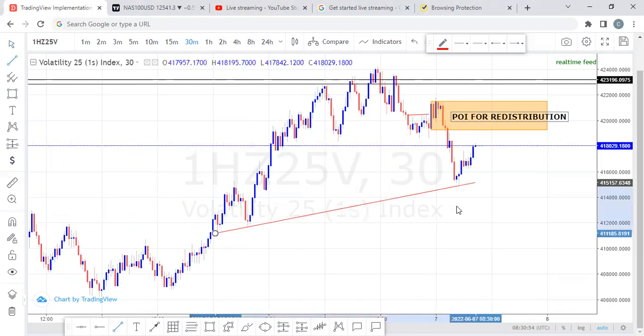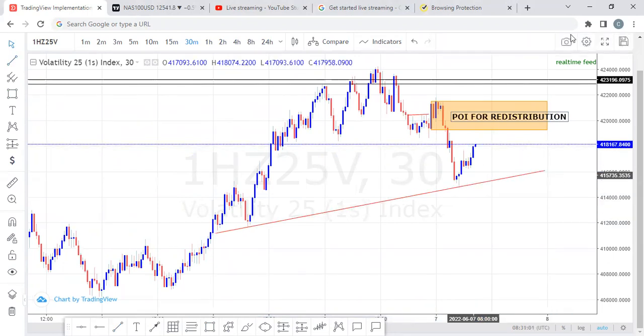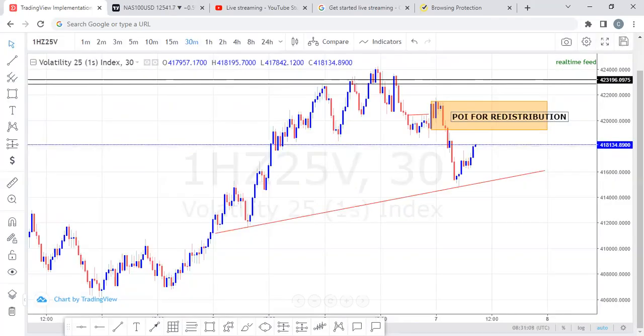Wow, market has tapped here. So let's extend this to the future. All right, so we want price to come and take out all this liquidity. Right, so this is it. We want price to activate us and then take out liquidity.